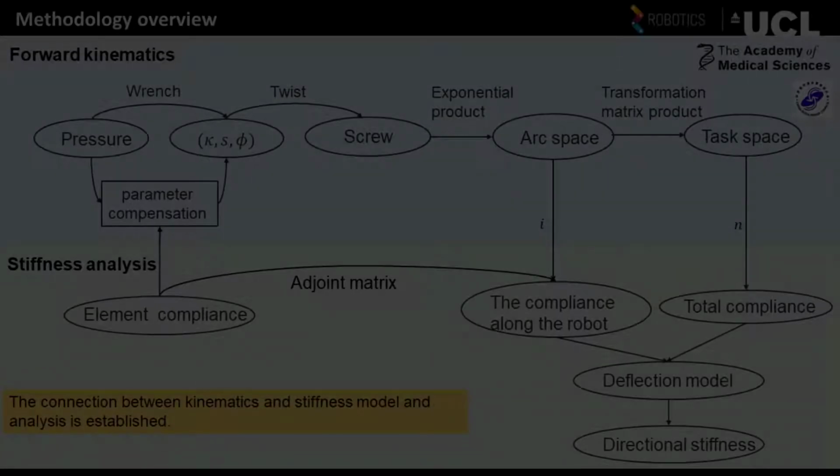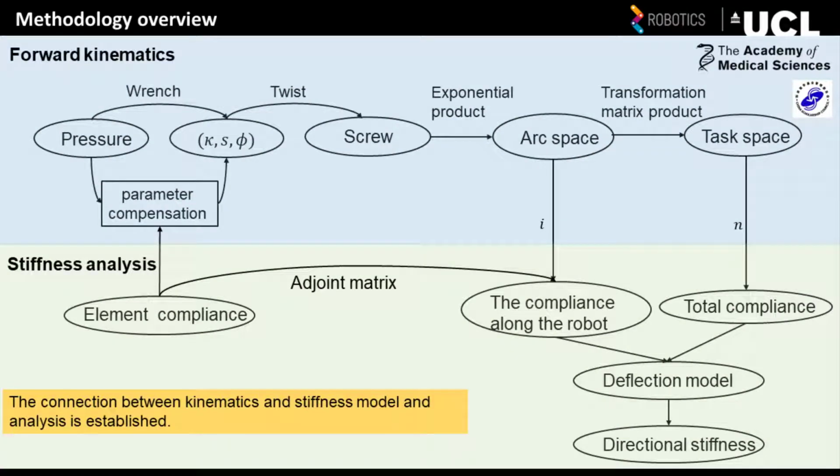In order to take the change of system parameters due to elongation into consideration, additional pressure-dependent parameter compensation is adopted to calculate the screw. In summary, the output of the proposed method contains both kinematics and stiffness. This is convenient for conducting the configuration-based stiffness analysis. In addition, the output stiffness is not only located at the tip position, but along the manipulator. This reveals how the stiffness evolves at different positions of the robot.